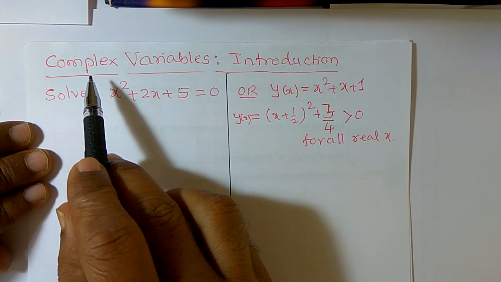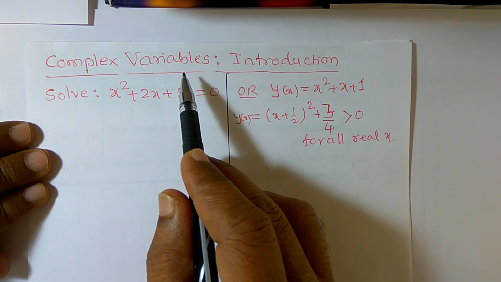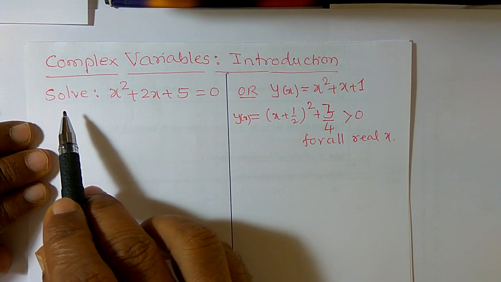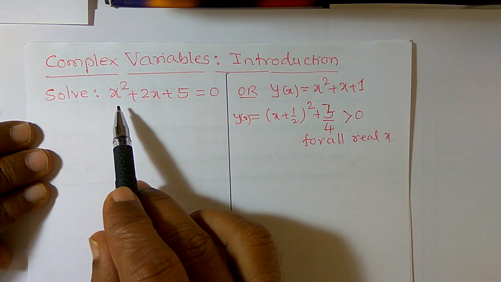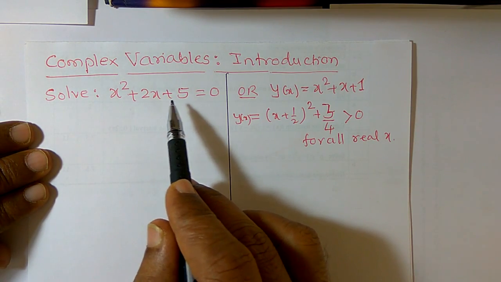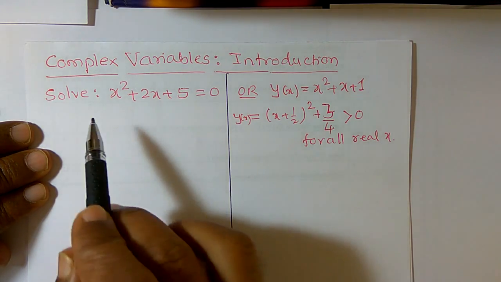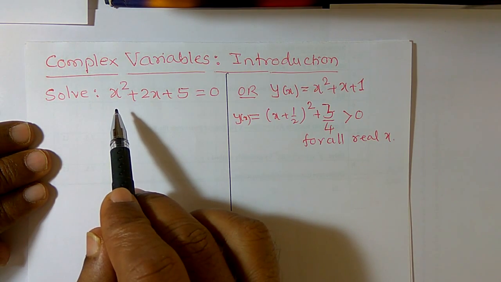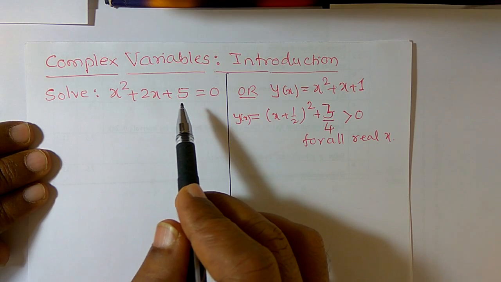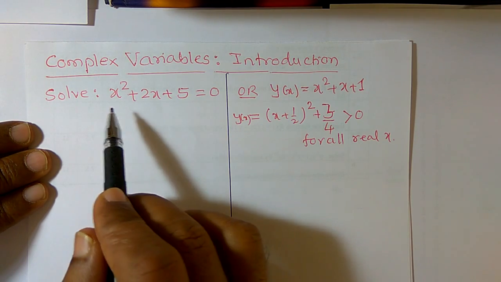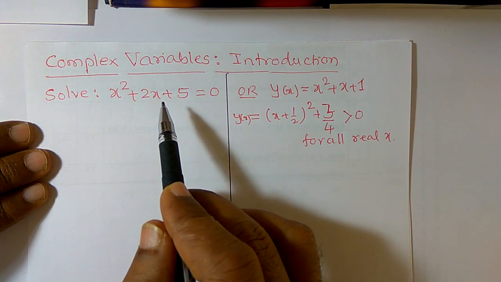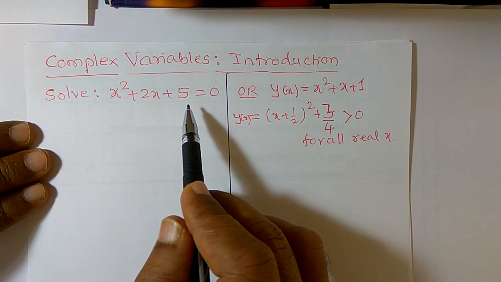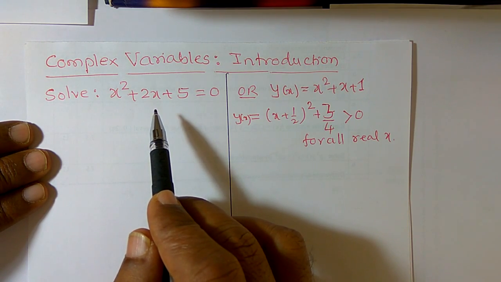Before discussing a complex variable, I want to solve this equation, namely x square plus 2x plus 5 is equal to 0. We know that it is a quadratic equation and it looks like a very simple equation, but I cannot find the solution of this equation in the real field.